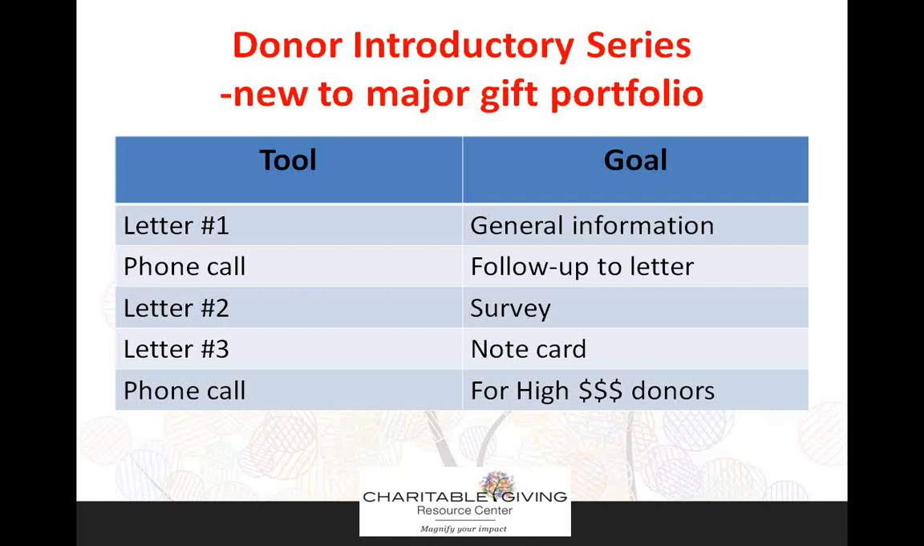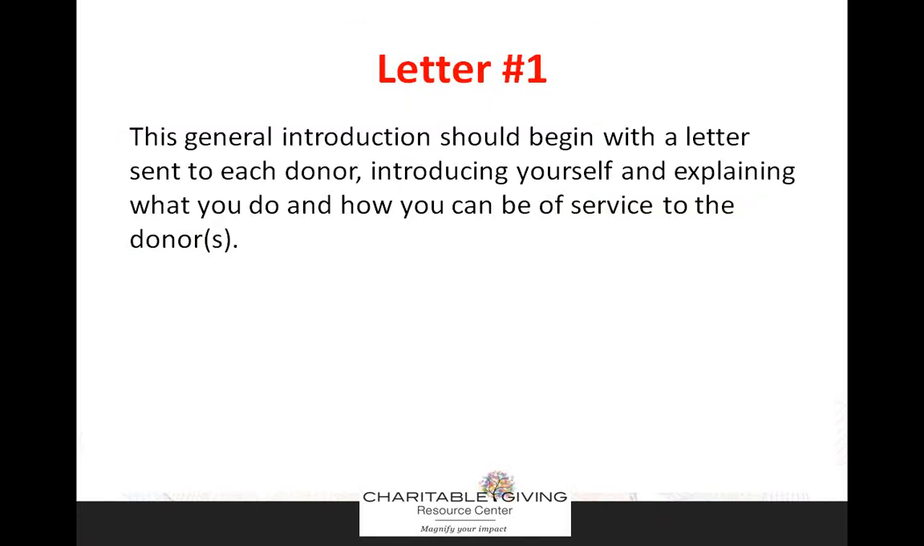Donor Introductory Series, new to major gift portfolio. So there are some tools that you can use, and they each have a specific goal attached to them. The first letter you might want to send out is just general information. Then you may do a phone call. That's a follow-up to the letter. Letter 2 might be a survey of some sort. You may send out a note card, and then there's a phone call for high-dollar donors. And we're going to talk about these.